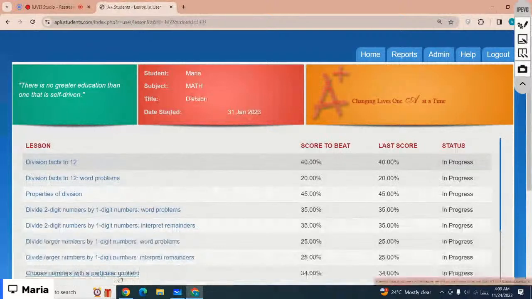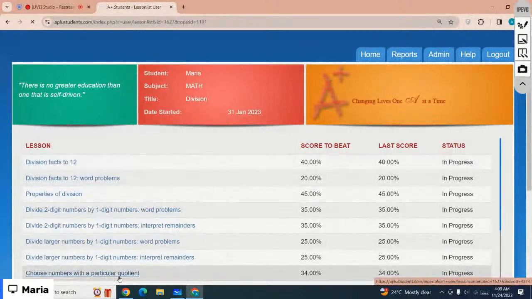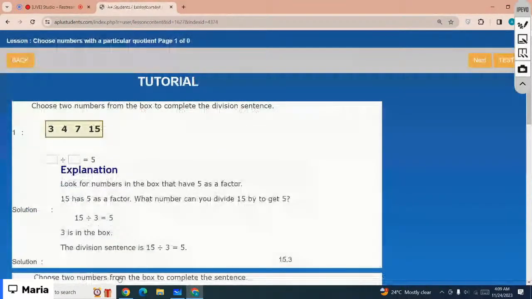Here I am on grade 3 math. The chapter is division. The lesson is choose numbers with a particular quotient, right? So choose two numbers from the box to complete the division sentence. You are given a box with four numbers. You have to select any two numbers that when you divide them, their quotient must be 5. Quotient means when you divide them, their answer is 5.